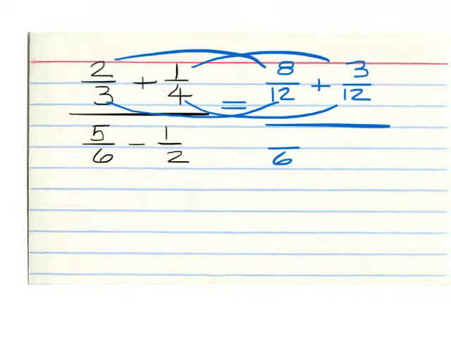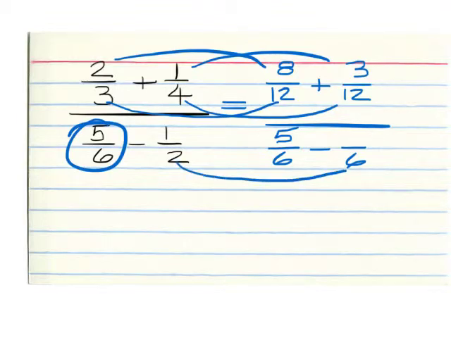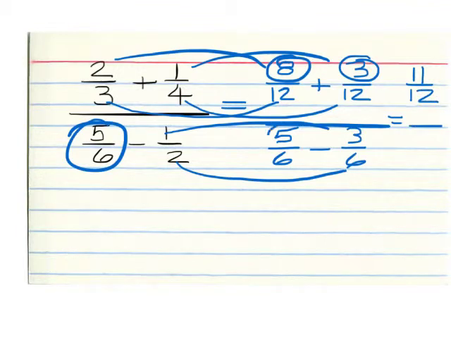Then on the bottom, your common denominator is 6, which means you don't have to change this one. It just stays 5/6, but this is times 3. So 1 times 3 is 3. And you can simplify these to 8 plus 3 is 11/12, and then 5 minus 3 is 2/6.